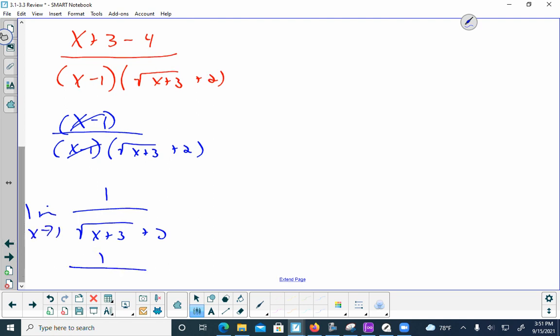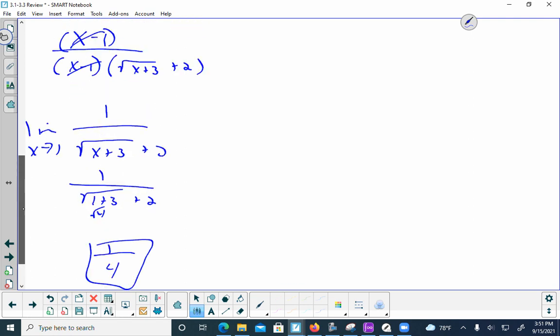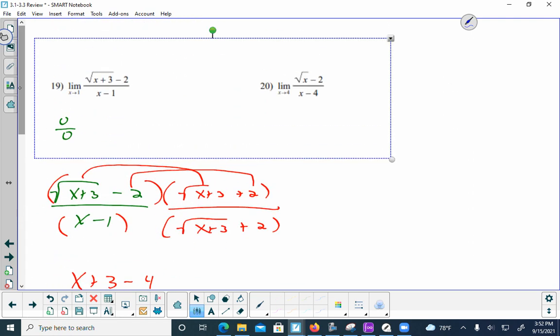So when I put in 1 here, the square root of 1 plus 3 plus 2, that is going to be 4. The square root of 4 is 2, so I'm going to have 2 plus 2, and my final answer is going to be 1/4. Moving on to the next one, same thing. If I put in 4, I'm going to have 2 minus 2 over 4 minus 4, and I'm going to have 0 over 0, which tells me I can simplify.